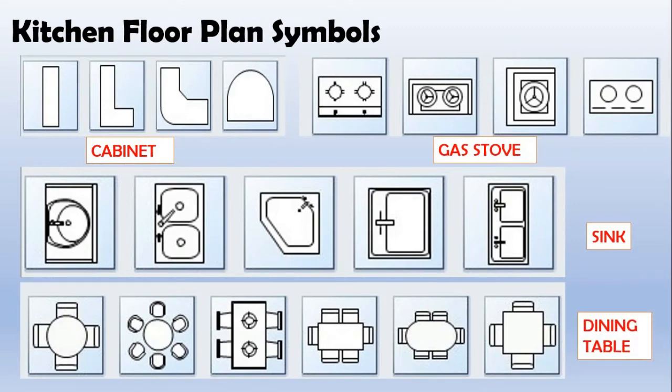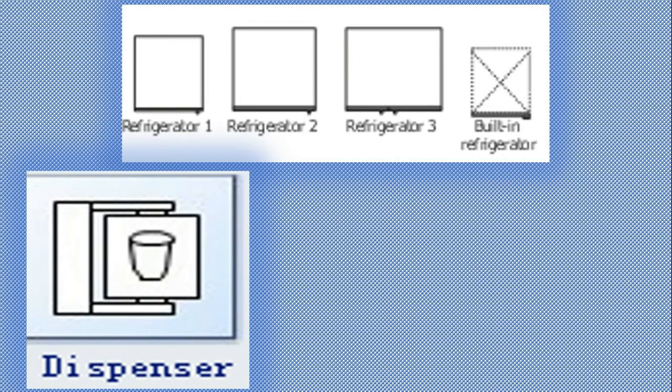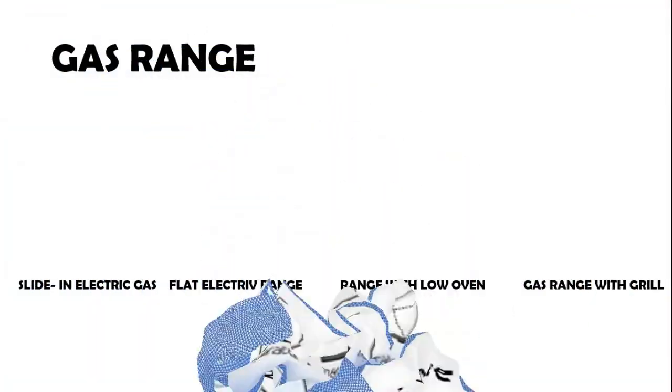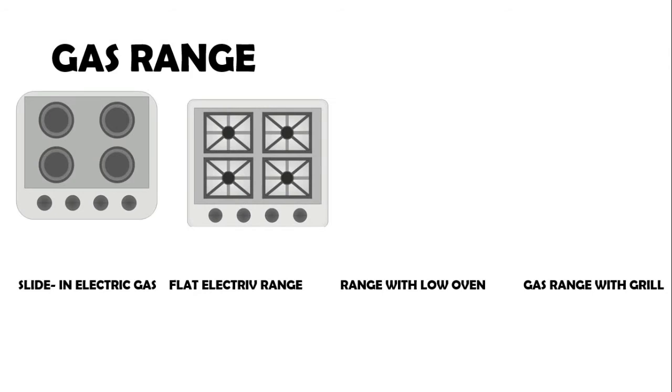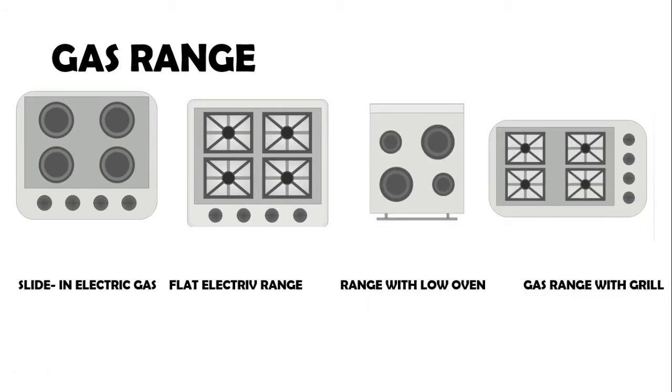Bakit ko ang daming klase ng example ng dining table? Nakadepende kasi kung anong klase ng dining table yung ginamit nung mag-drawing si architect. Okay, refrigerator, water dispenser, and microwave. Gas range, slide-in electric or electric gas, flat electric range, typo na naman, electric po ito, electric range, range with low oven, and gas range with grill.